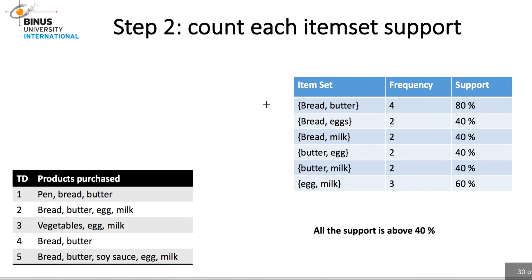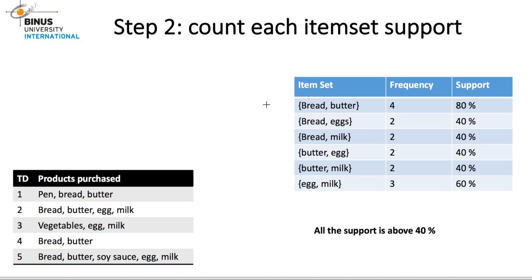Okay, what happens next is the same. We need to calculate the support again, the same as we calculated the L1 support. Bread and butter together, they appear 4 times out of 5, equals 80%. Okay, remember, we only want everything that is above the minimum support.